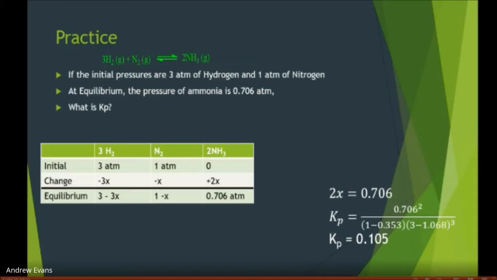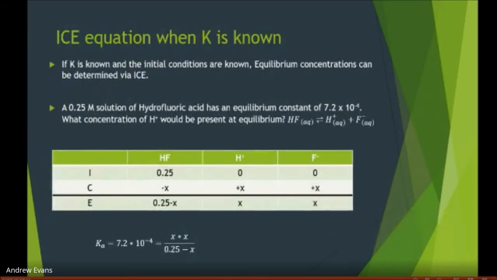Set that up, solve that. 105. We'll do some of the problems in the achieve in a little bit. Now, you can also use the ICE table when K is known. We can solve for this, but this is what we'll have to do when we get to acids and bases next chapter. We will not be really doing this part of it on the homework or on the test. But I just want to give you a preview of what we're going to see.